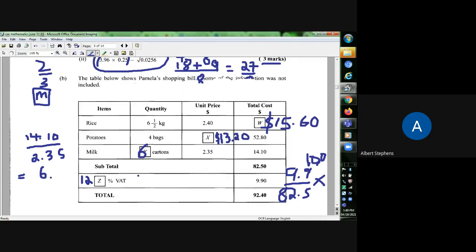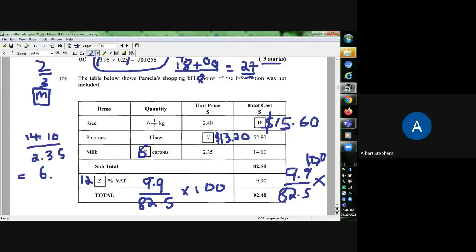All right. Do you guys have any questions about this? Sir, can you explain how you got 12? All right. So basically, what we do is 9.9 divided by the subtotal, which is 82.5. Then you times it by 100. That's what you do to get the answer. Okay, thank you, sir.